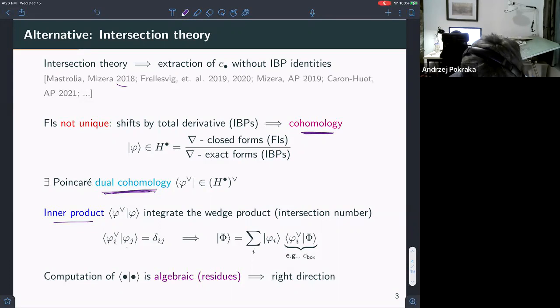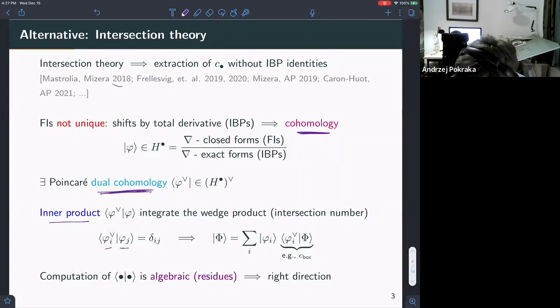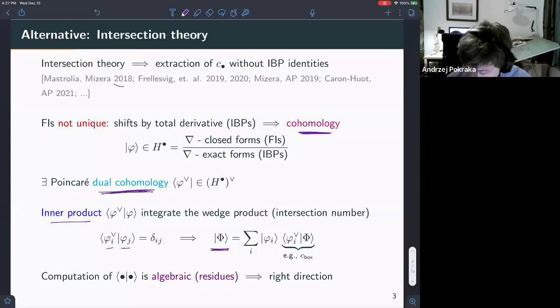So once we have specified, for example, an orthonormal basis for the cohomology as well as the dual cohomology, we could write down a resolution of identity, much like in elementary quantum mechanics. And then given any Feynman integral, we can write that as a linear combination of our basis integrals, just by applying this resolution of identity, where this inner product is now giving us our integral coefficients.